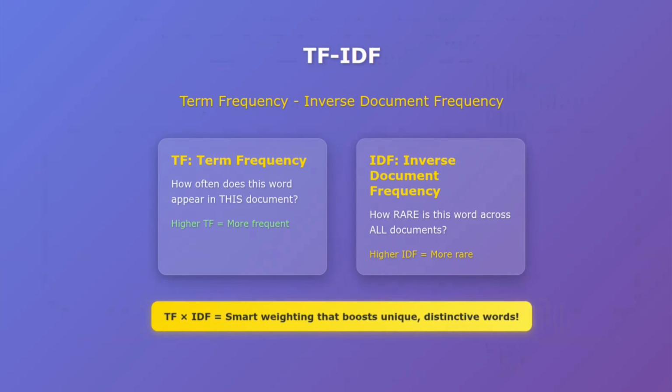But here's where it gets interesting. IDF, or inverse document frequency, asks, how rare is this word across all documents? The rarer the word, the higher the IDF. When we multiply TF and IDF together, we get a smart weighting system that boosts unique, distinctive words and reduces the impact of common words that appear everywhere.